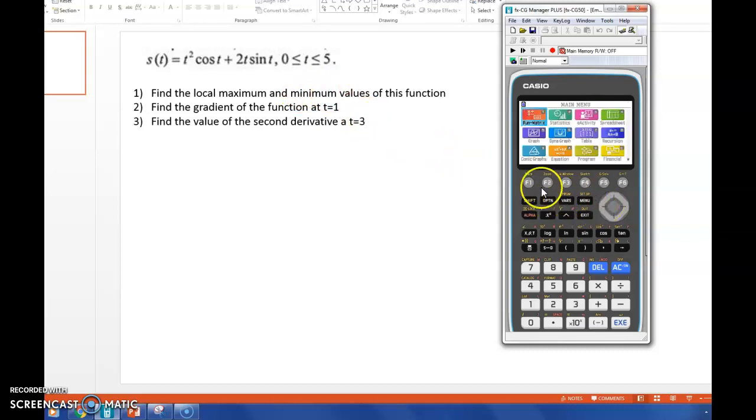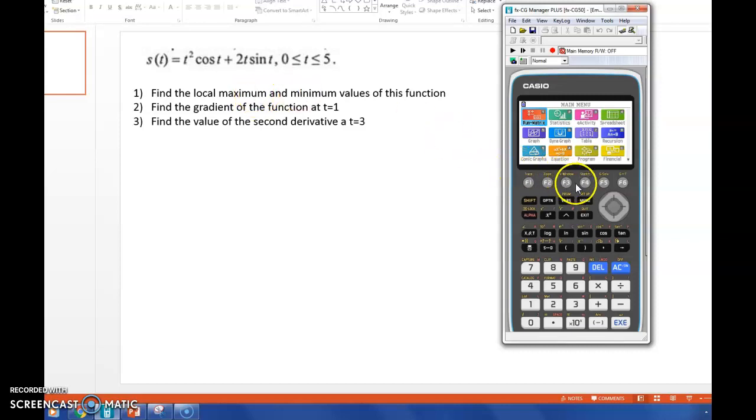Okay, right. Now what we're going to do is we want to answer these questions. So find the local maximum and local minimum values of this function. Normally what I'd ask you to do here is differentiate it, find S prime t. But you don't know how to do that. You don't know how to differentiate a function like that yet, so you don't have to.